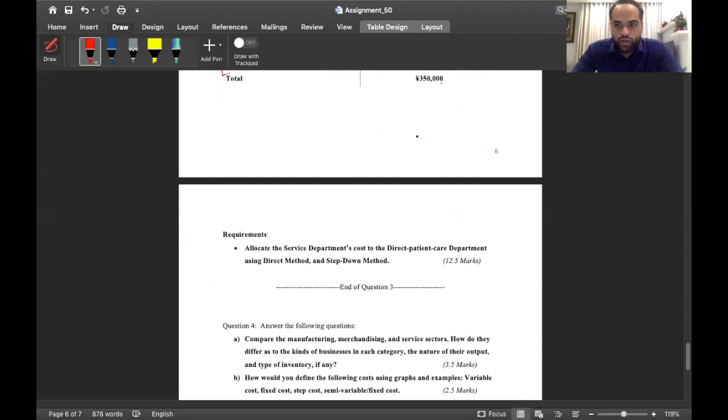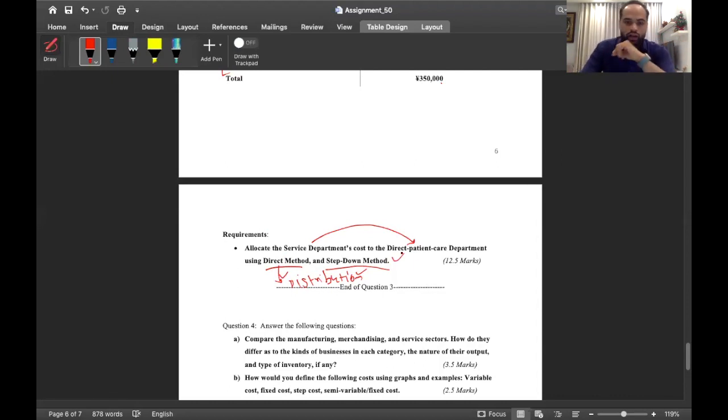Now, what are the requirements for question 3? In question 3, you have to allocate service department costs to the direct patient care departments using only 2 methods, right? Direct distribution method and step down method. In this question, you do not need to apply the third method, which is the algebraic method or reciprocal method. So no algebraic method, only the direct distribution method and step down method, only 2 methods.